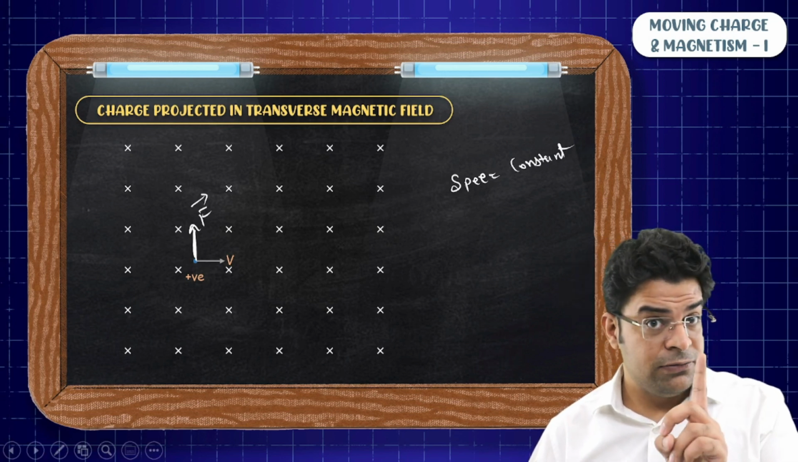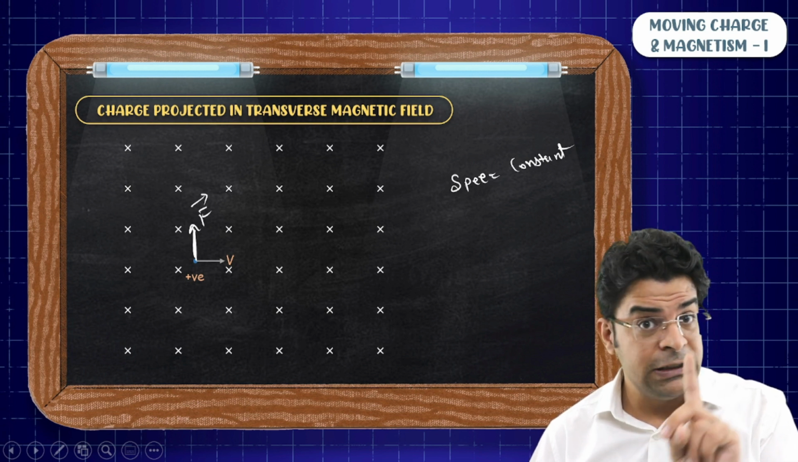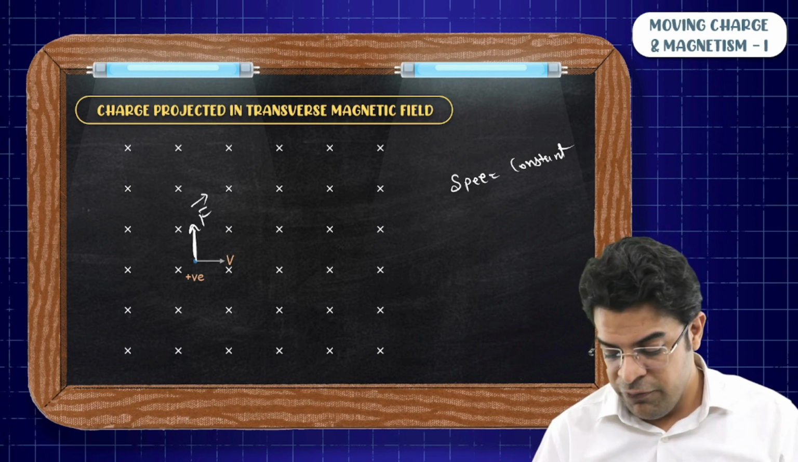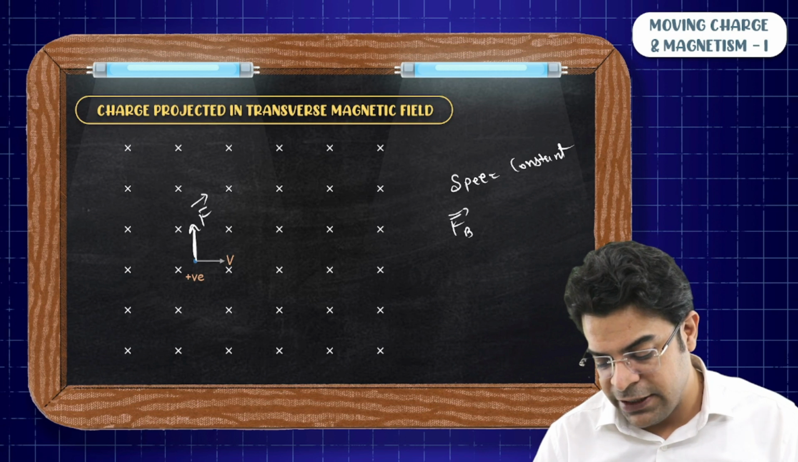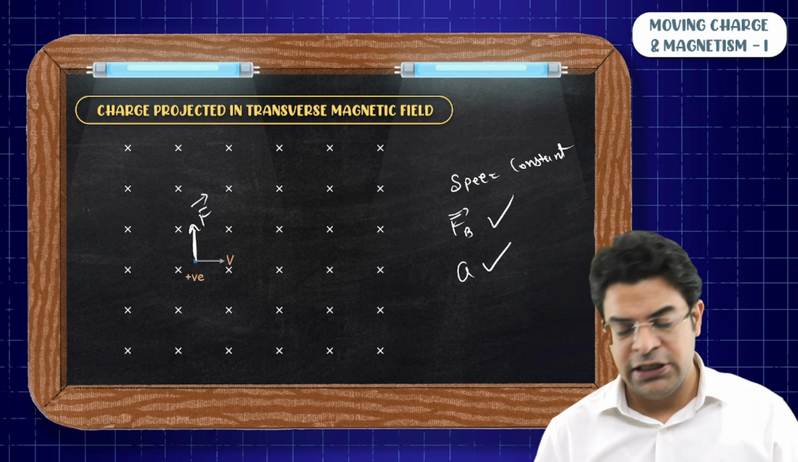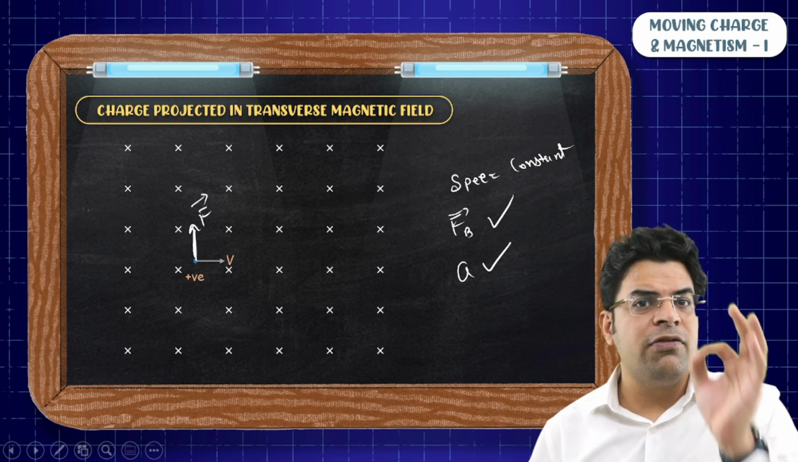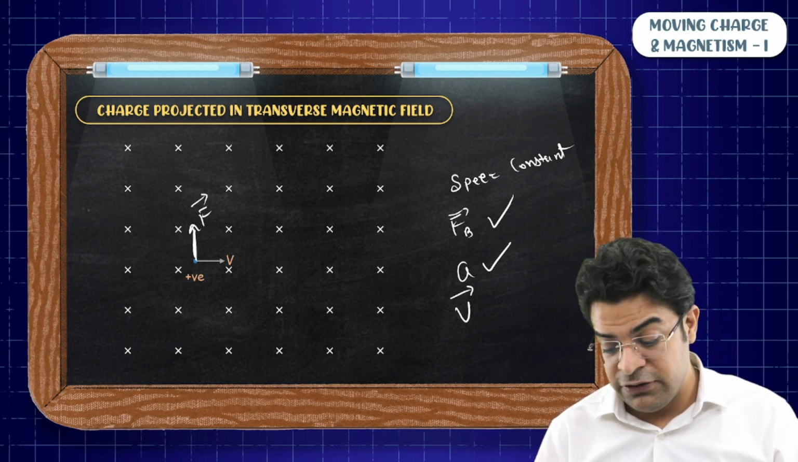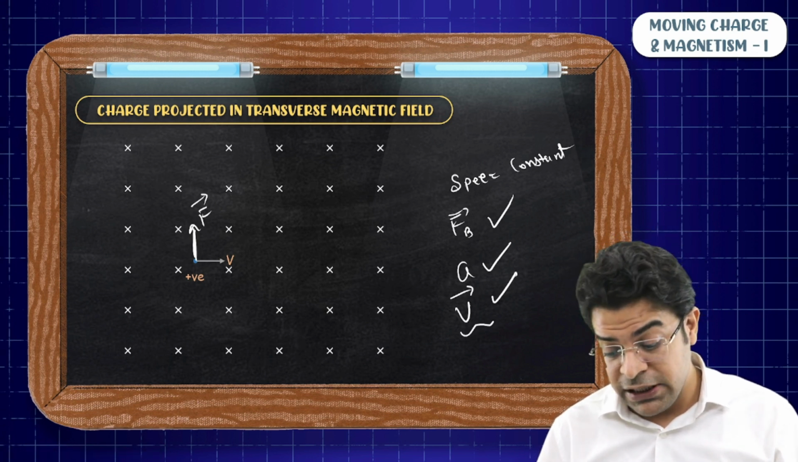Speed is constant. Velocity is not constant. Why, sir? We know that there is a magnetic force acting on the charge. Yes. Will the magnetic force produce an acceleration? Yes. If the charged particle accelerates, its velocity will change.